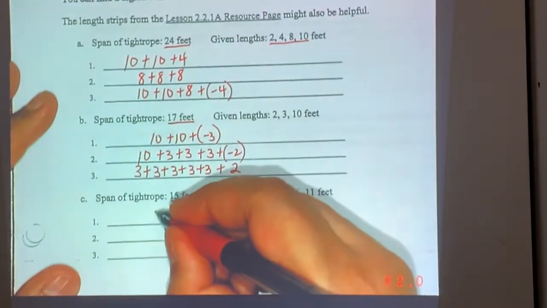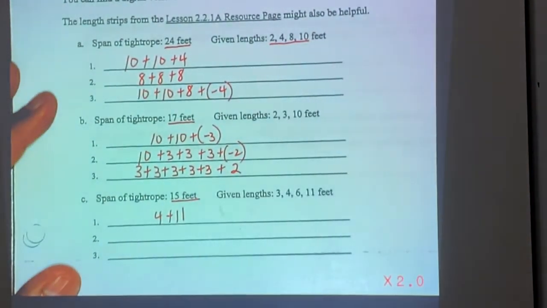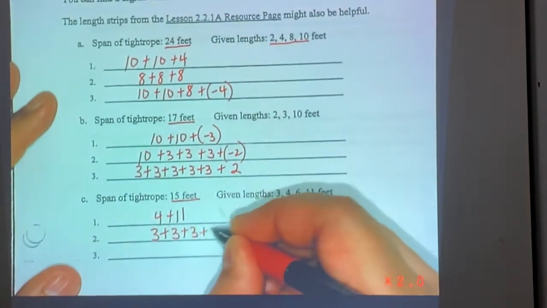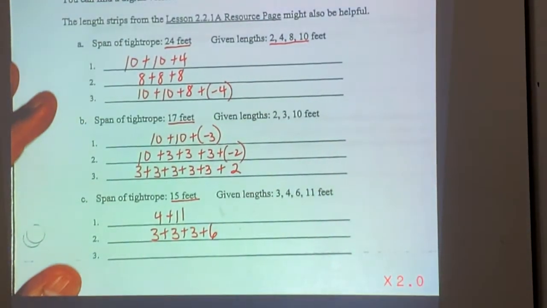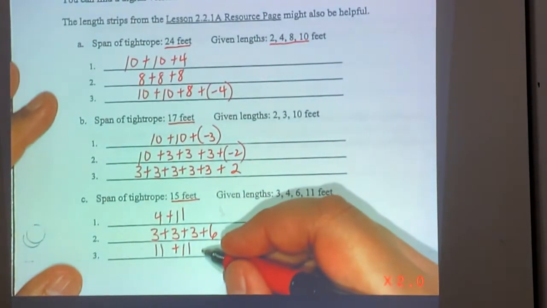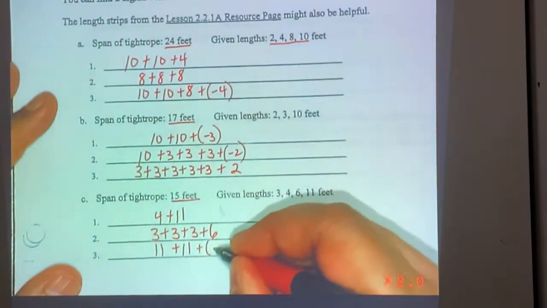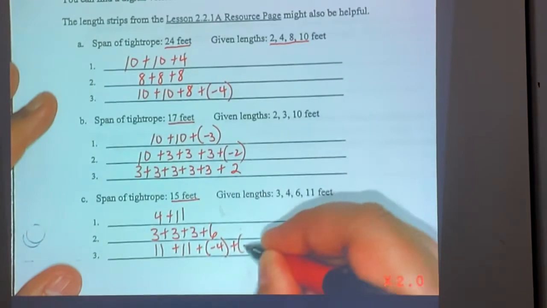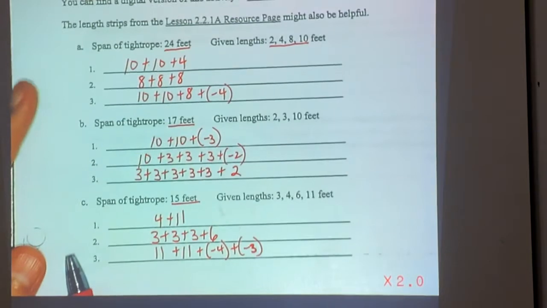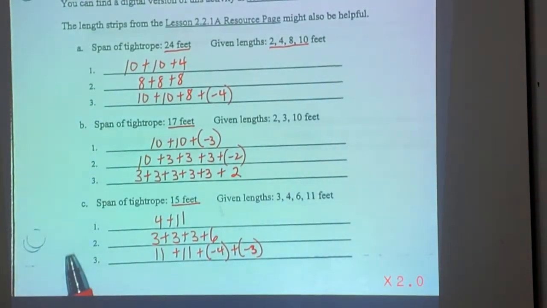Okay, so now the tightrope is 15 feet long, and those are the numbers we're allowed to use. 4 plus 11, that's 15. What else makes 15? 3 plus 3 plus 3 plus 6. What else makes 15? How about 11 plus 11? That's 22. And then he has to go back 7. So to go back 7, first we'll go back 4, and then we'll go back 3. Nice.